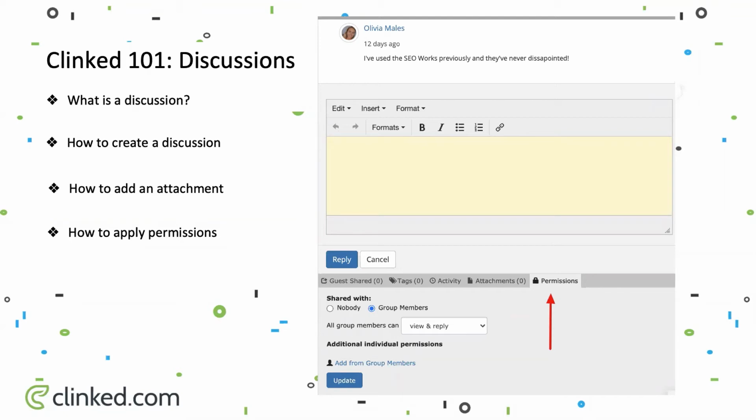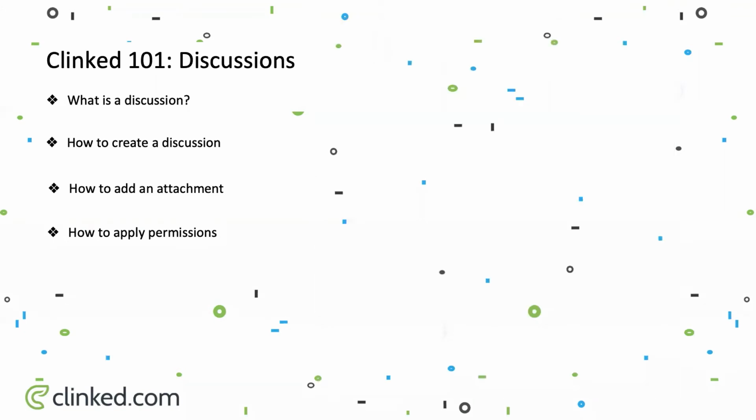So to apply permissions to a discussion, firstly, you need to create the discussion and post it, and then navigate to the discussion and open it. And when you open it, you'll see the permissions section down here where the arrow is pointing to. And you'll be able to select the permissions that best suit your content.